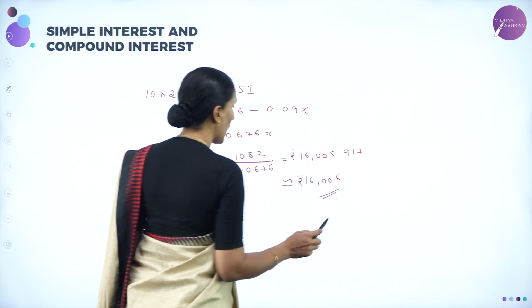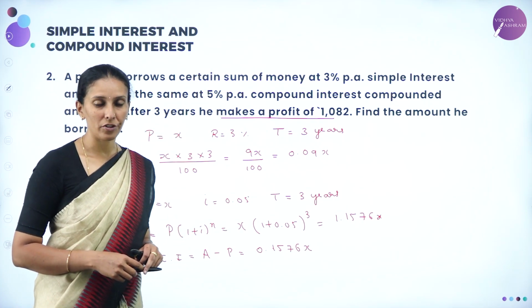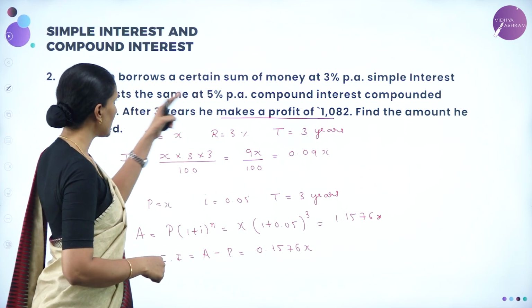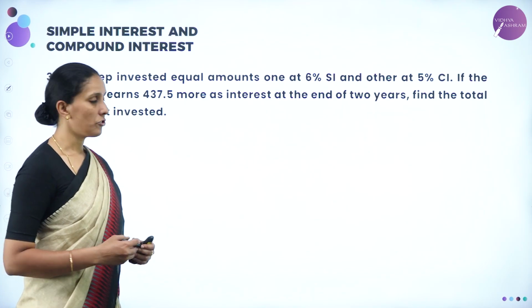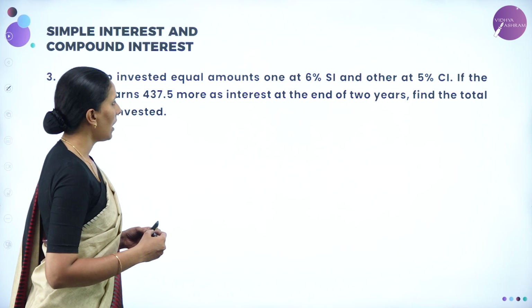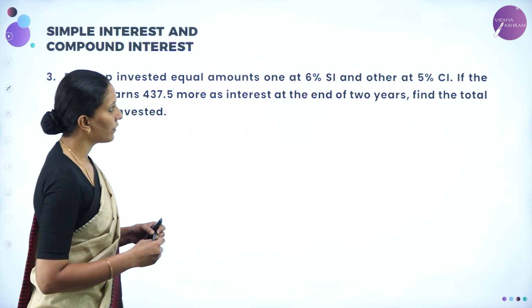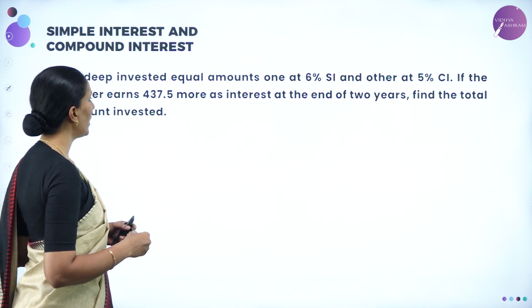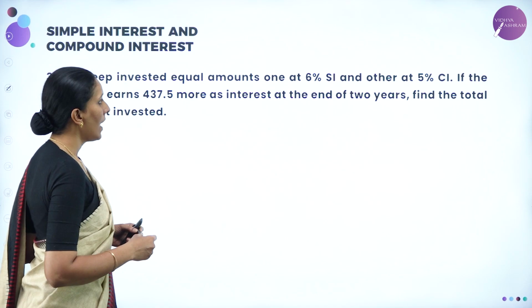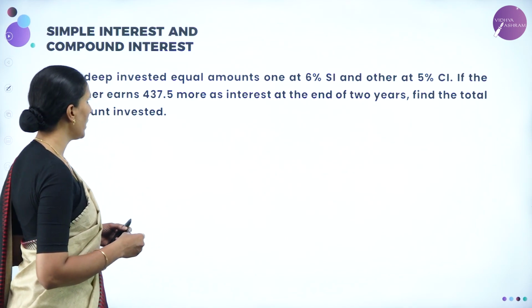So this is the amount he has borrowed at 3% per annum simple interest, where the same amount is invested at 5% per annum compound interest. Next question. Pradeep invested equal amounts, one at 6% simple interest and the other at 5% compound interest. If the former earns 437.5 more as interest at the end of the 2 years, find the total amount invested.